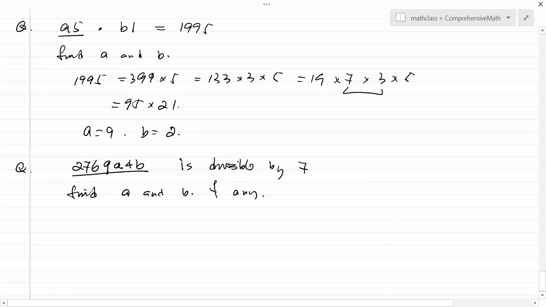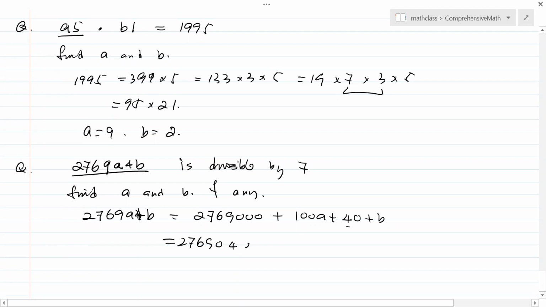All right, so the idea is this number is too large, right? You should express the A and the 4 and the B in the form 100A plus 40 plus B. I think I can even move 40 to the other side. 27690 40. I just need these two, right?